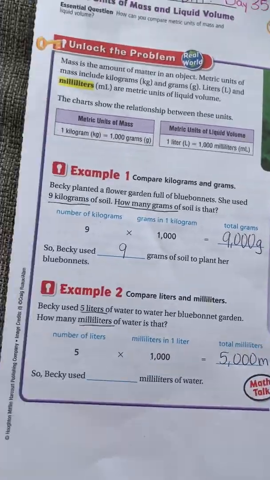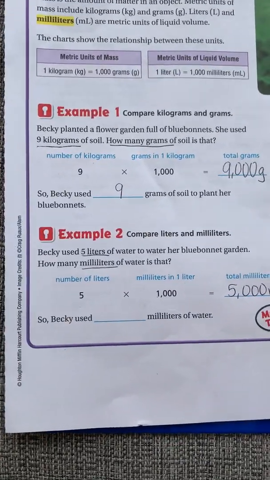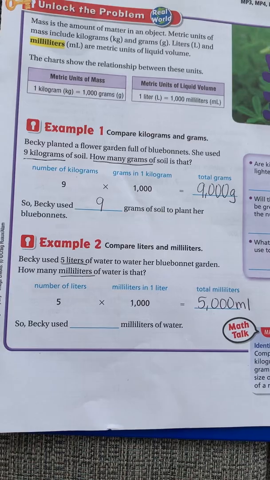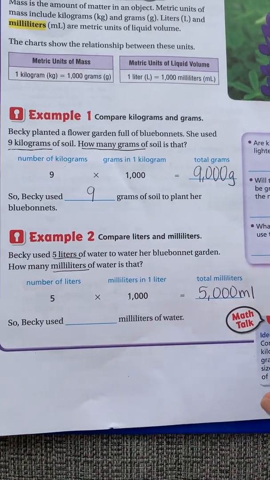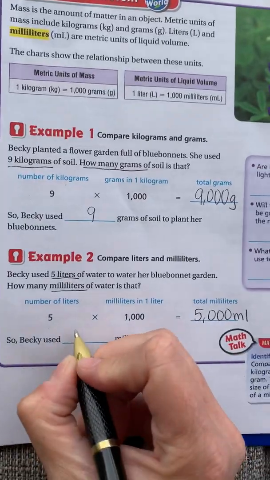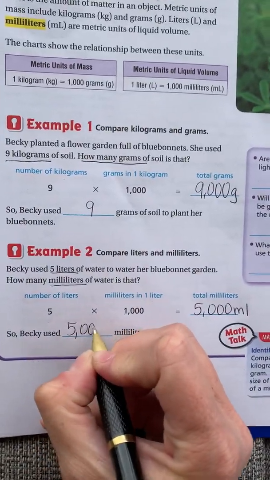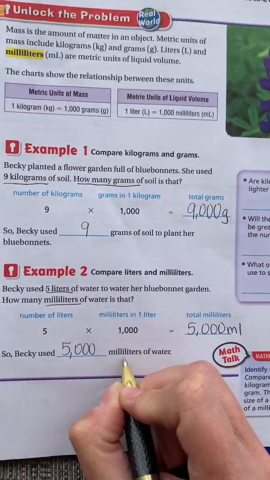And Miss West math kids are laughing right now because they've heard me say label a million times in a row until they do it. So Becky used 5,000 milliliters of water.